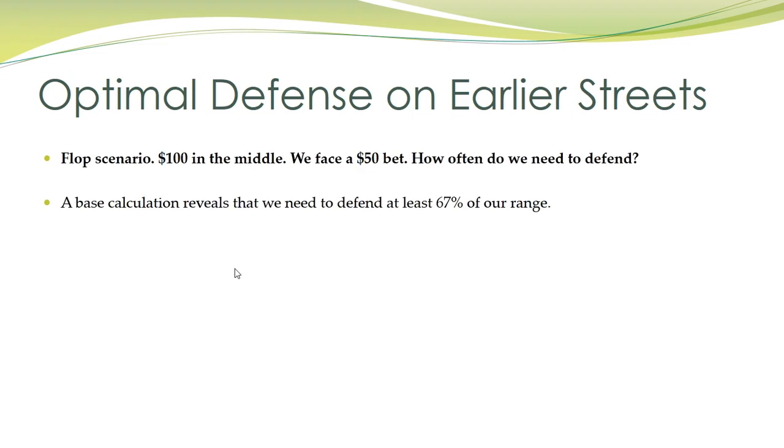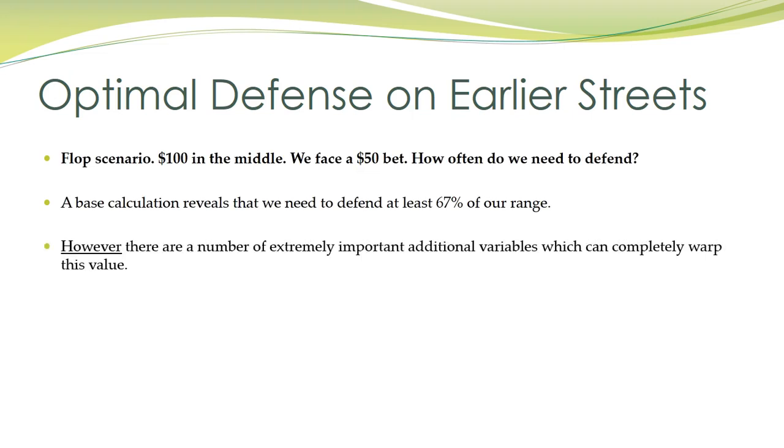Unfortunately, as we start progressing towards the earlier streets, things are not quite this simple. There are a number of extremely important additional variables which can completely warp this value. In other words, if we folded exactly 33% of the time, there's a possibility that we're doing something drastically wrong depending on the situation. So what else do we have to consider when figuring out what our defending frequency might look like? One of the very important variables is range advantage.